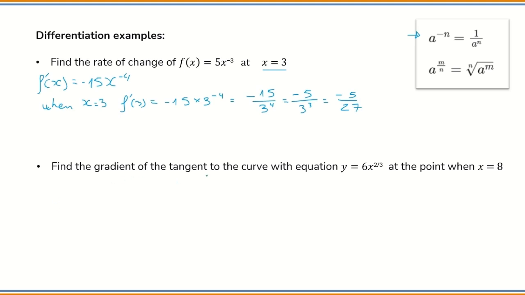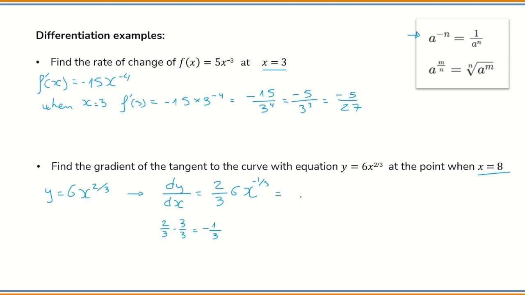Find the gradient of the tangent to the curve with equation y equals 6x to the power of 2 over 3, when x equals 8. If I differentiate this function, dy over dx equals 2 over 3 times 6x to the power of 2/3 minus 1. This is minus 1/3. So x to the power of minus 1/3.